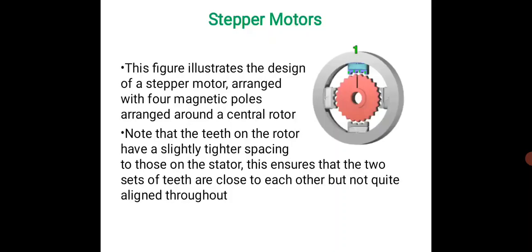arranged around a central rotor. So you could see that the teeth on the rotor have a slightly tighter spacing than those on the stator, which ensures that the two sets of teeth are close to each other but not aligned throughout.